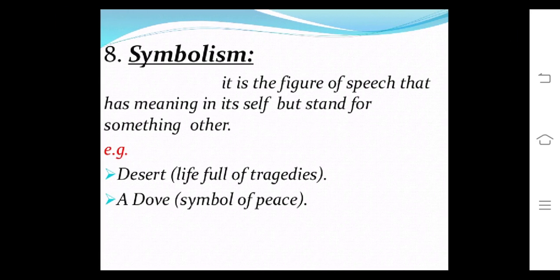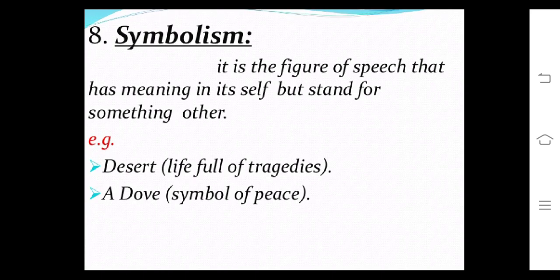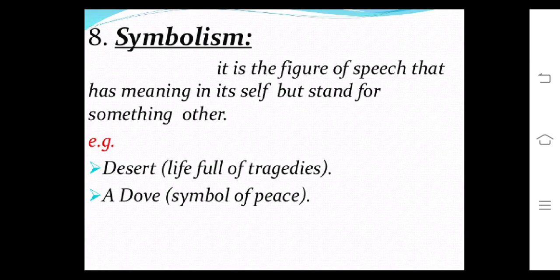Symbolism means something that has its own meaning but stands for something else. Here in the examples: desert, life full of tragedies; a dove, symbol of peace. If I say dove, it's not Dove soap. A dove, a pigeon also, but the symbol of a dove represents peace, right? And desert represents tragedies, life is full of tragedies.